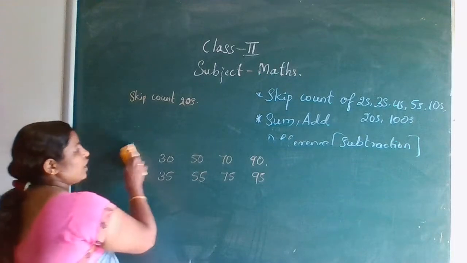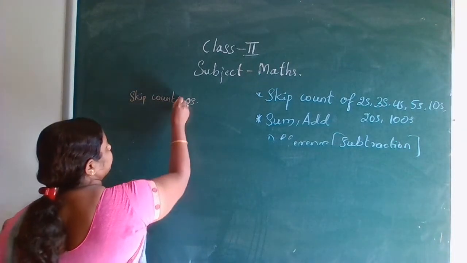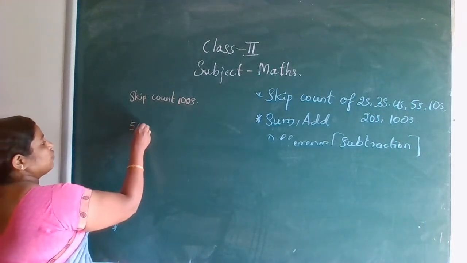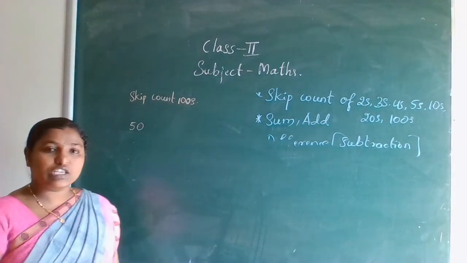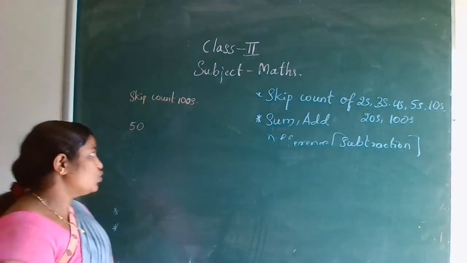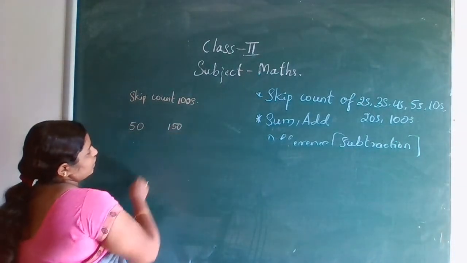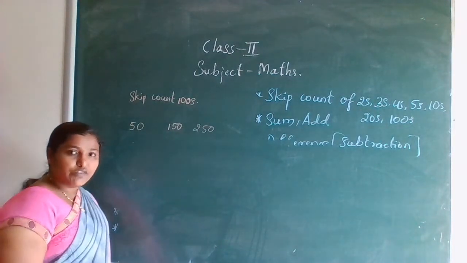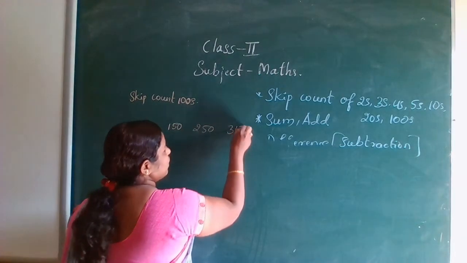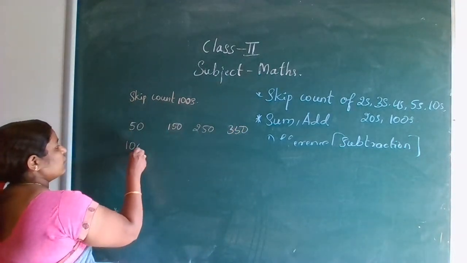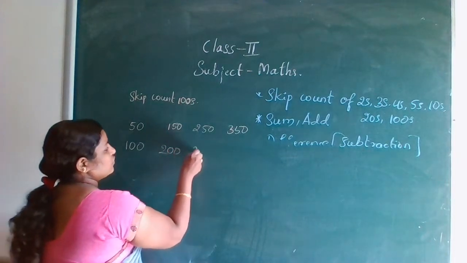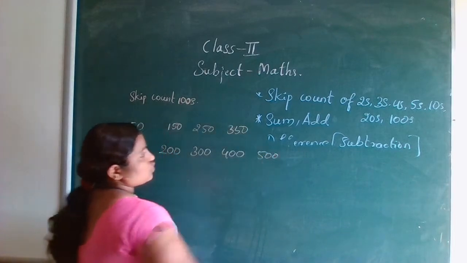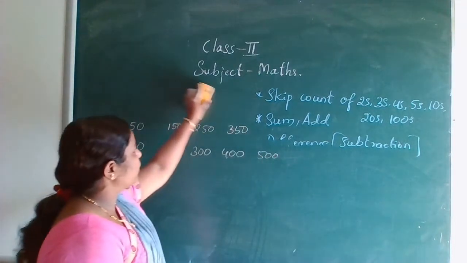Skip count of hundreds. Skip count of 100. Suppose 50. For this you should add 100. So 50 plus 100, 150. 150 plus 100, 250. 250 plus 100, 350. Suppose 100, you should write 200, 300, 400 plus 100, 500. So this is the skip count of hundreds.